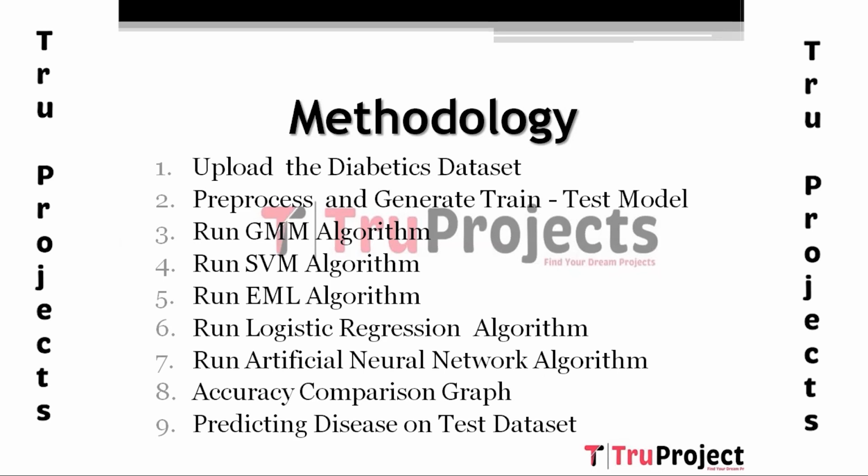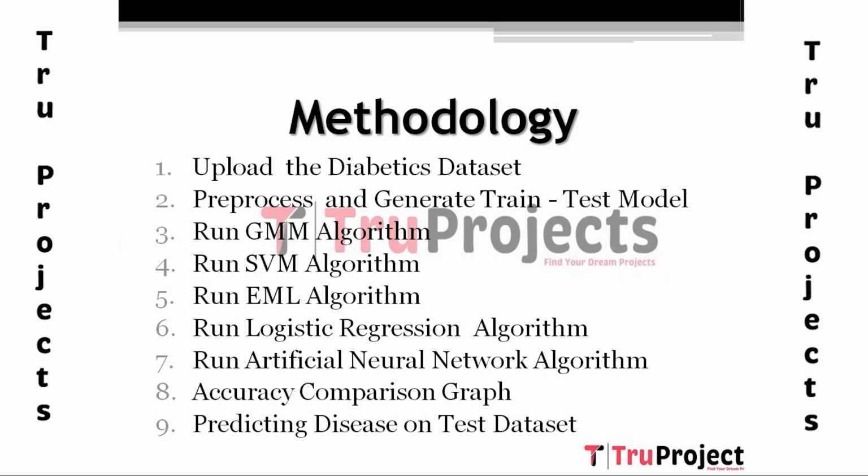In this module, we are going to build the logistic regression algorithm and classify the test data based upon the calculation of accuracy. Then the seventh module, that is run artificial neural network algorithm. In this module we are going to build the artificial neural network model and generate the test data to calculate the accuracy. Eighth module, accuracy comparison graph.